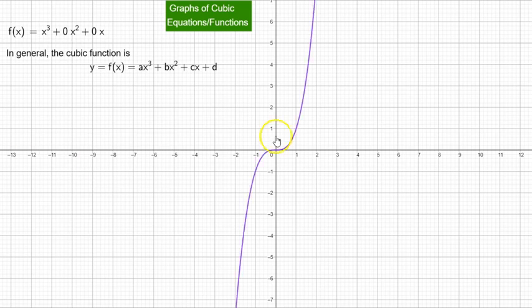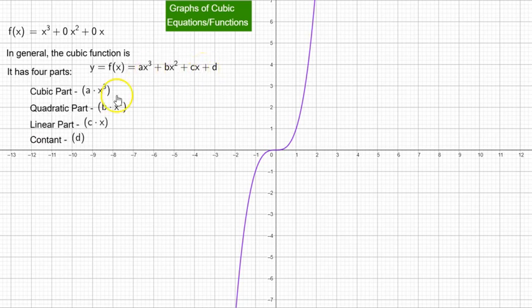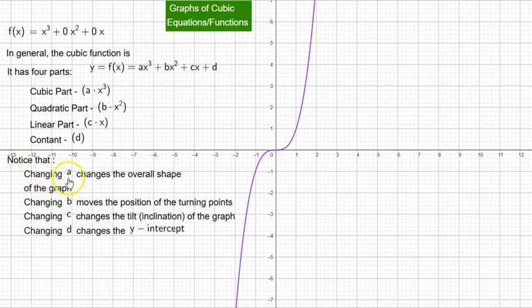We get this graph, and it has 4 parts. Looking at the equation, the cubic part, that is ax cube, the quadratic part, that is bx square, the linear part, that is cx, and the constant d. Now notice that changing a changes the overall shape of the graph. Changing b moves the position of the turning points. Changing c changes the tilt of the graph. Changing d changes the y-intercept.